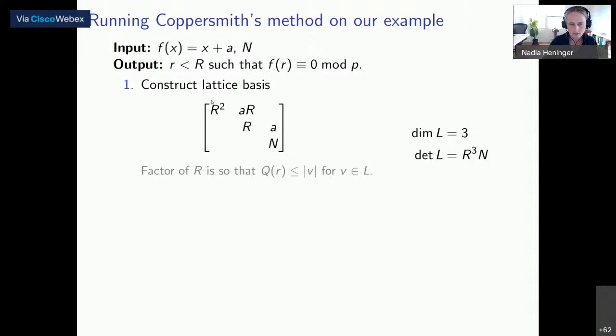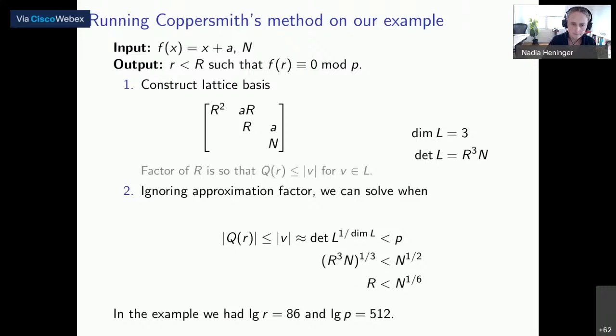I had this magic factor r, which I called capital X in the example, and this is just so that the polynomial evaluated at my root is bounded by the L1 norm of the vector in the lattice. So ignoring approximation factors, I can basically expect to solve this when the size of the vector that I get is less than p, and so I can just compute the bounds. And what I got here was that this 3×3 lattice can solve the problem when the size of the root that we're trying to find is less than n to the 1/6, and that is exactly what I had in the example.